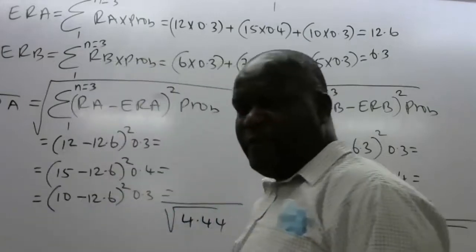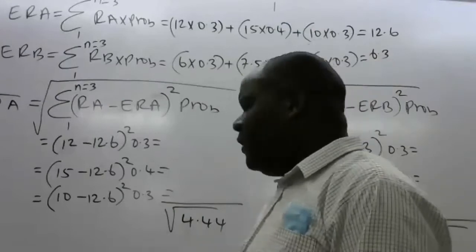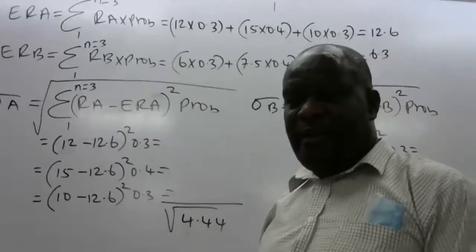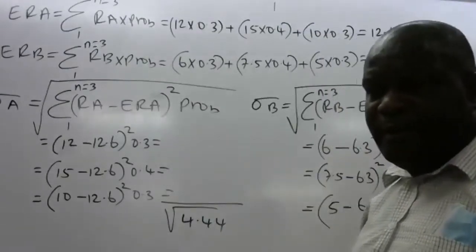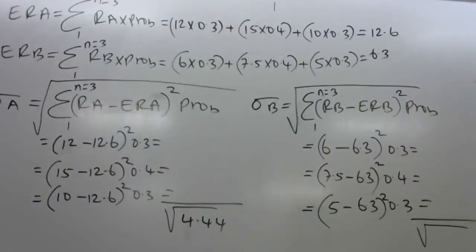So I want you to give me the figure that you get as the square root, make it into three decimal places. So I can see 2.107. That's now the standard deviation for A, 2.107.